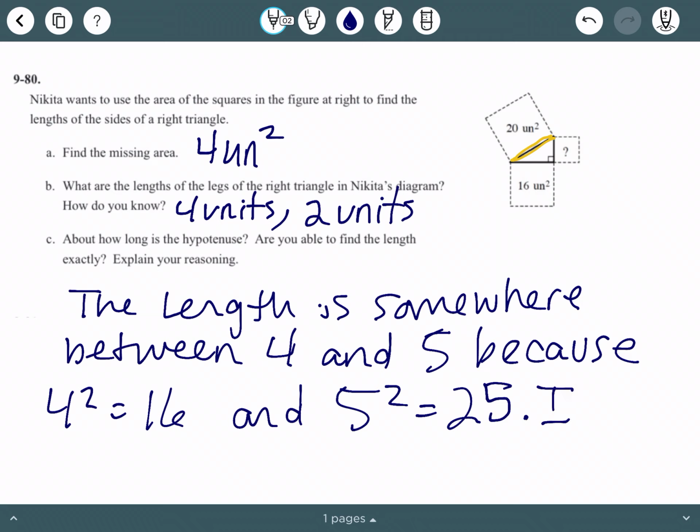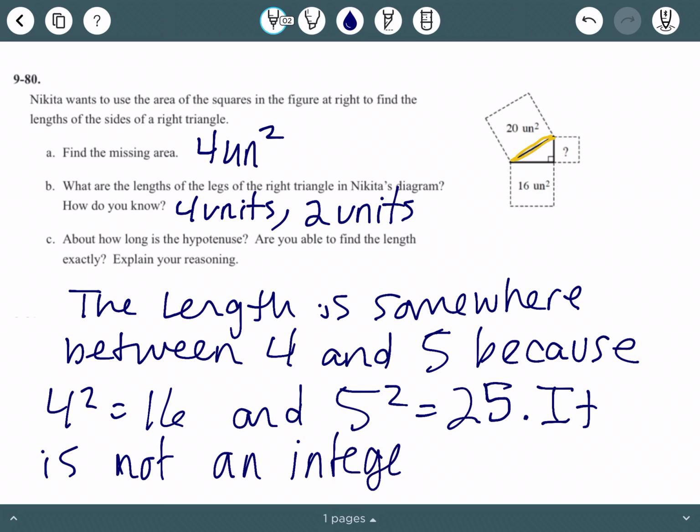We also have to add that it is not an integer, and we know that because it has to be between 4 and 5. So anything that's between 4 and 5 is not going to be an integer. It's going to be a decimal or a fraction of some sort. Okay, and that is all for 980.